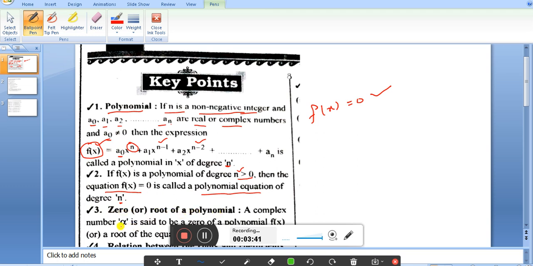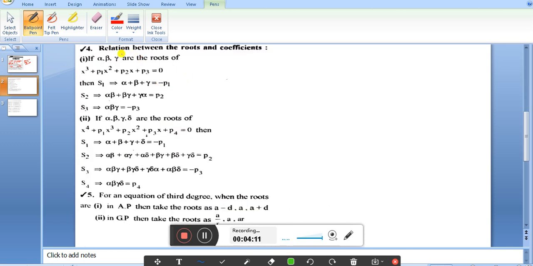If you substitute alpha in the given polynomial and f(alpha) equals 0, then alpha is a zero of the polynomial, or a root of the polynomial equation. And next, some relations are there: the relation between roots and coefficients.